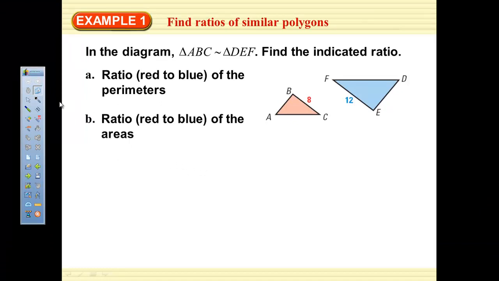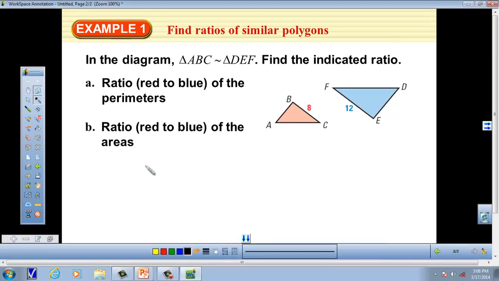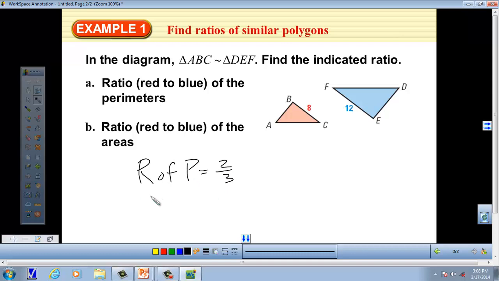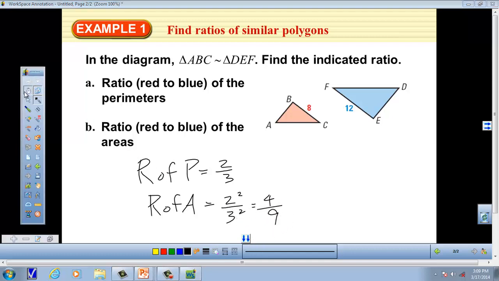And the new thing is the ratio of the areas. If we know that the ratio of perimeters is 2 to 3, in order to find the ratio of the areas, all we have to do is take this scale factor, or the ratio of the perimeters, and square both the top and the bottom. So in this case it would be 2 squared, which is 4, over 3 squared, which is 9. So the ratio of the areas is 4 to 9.